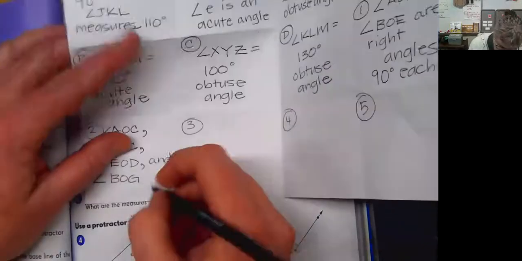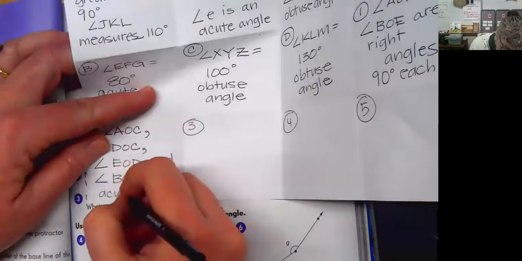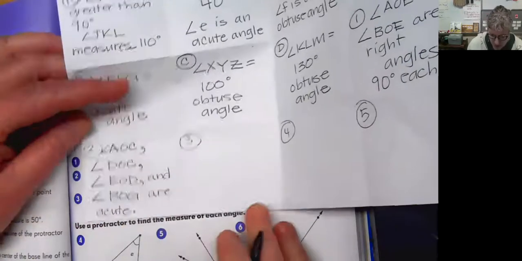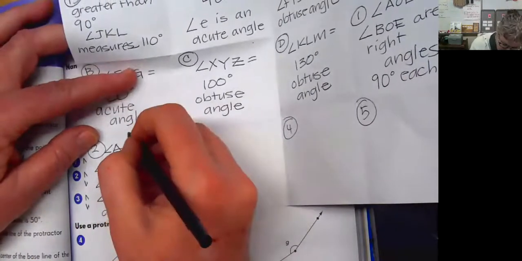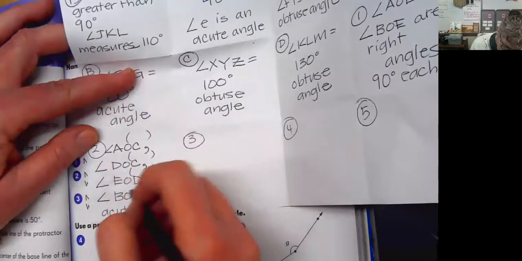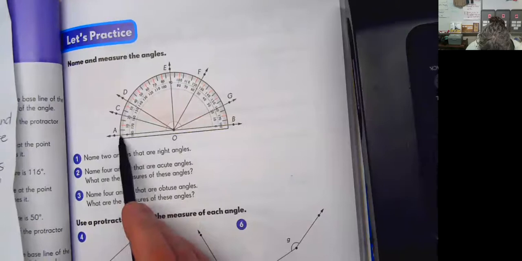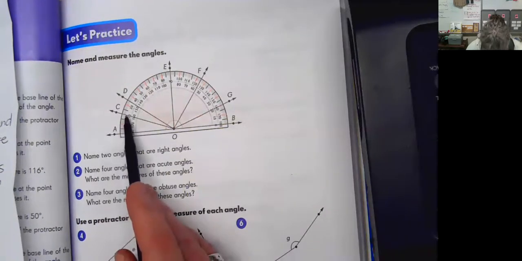So we're going to say that they are acute angles. And it asked us to measure them. So I'm going to put the measurement right above each one. I'll put it in the parentheses. So let's look at AOC. Remember, I'm at the outer scale because I'm starting at 0. This one is 20 degrees.